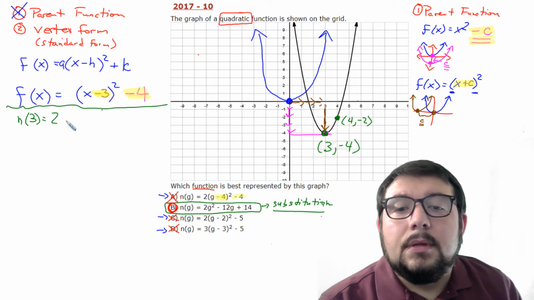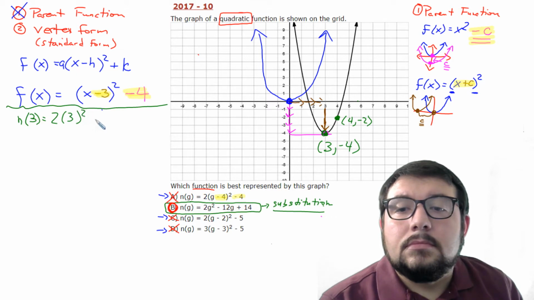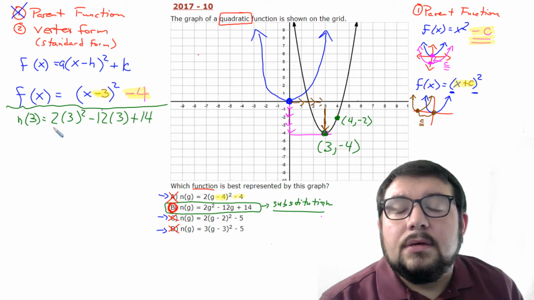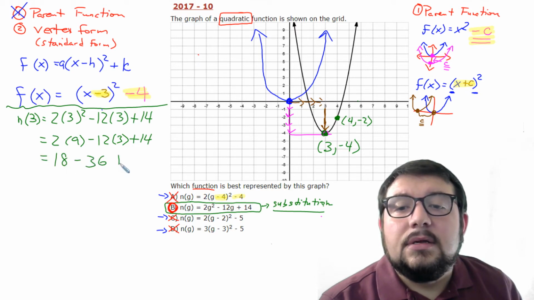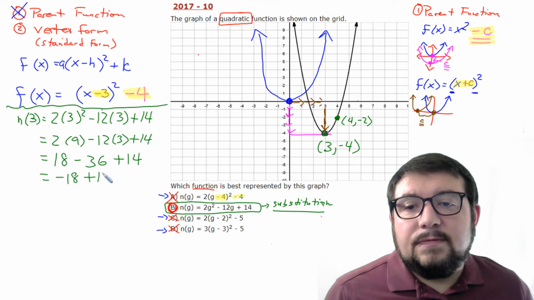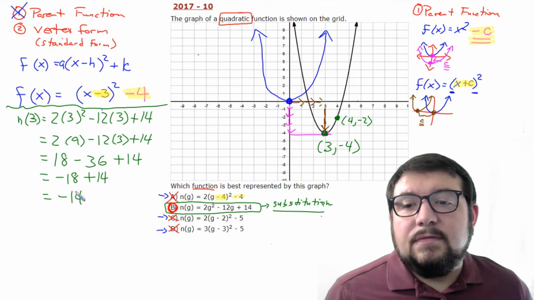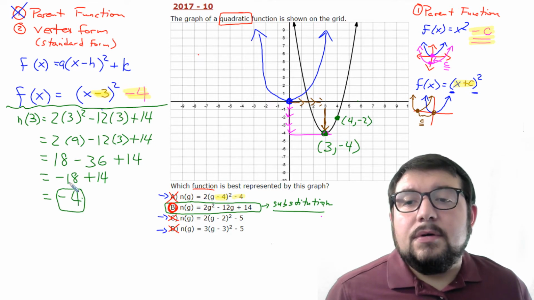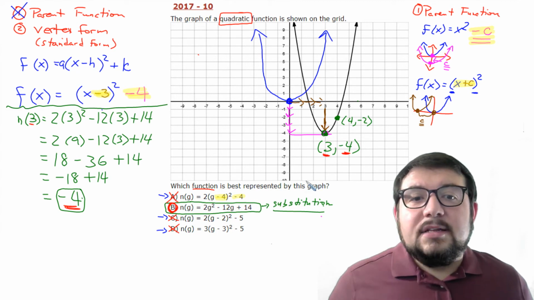So this is a separate problem now. Now all I'm doing is taking the number 3 and putting it in for G. Okay, and that means that I'm going to get 2 times 9 minus 12 times 3 plus 14, and that's going to make 18 minus 36 plus 14. And that's going to make 18 minus 36 makes negative 18 plus 14, which is going to give me a final answer of negative 4. And there you go. So the number 3 as an input produced negative 4 as an output. And guess what? That is a perfect match.